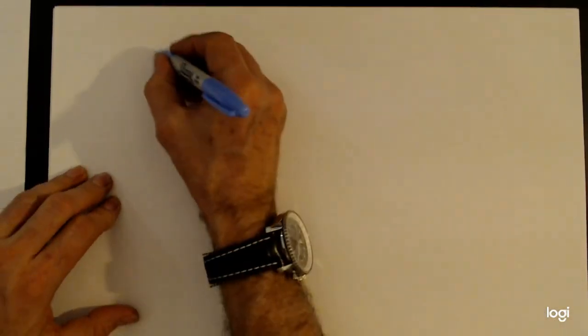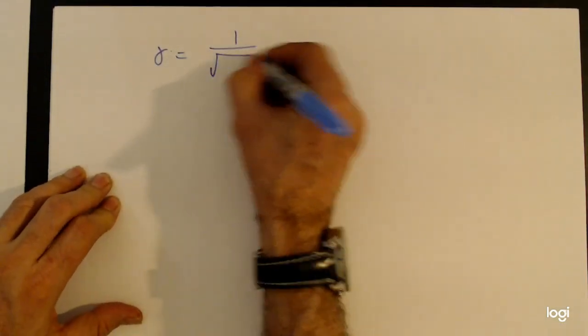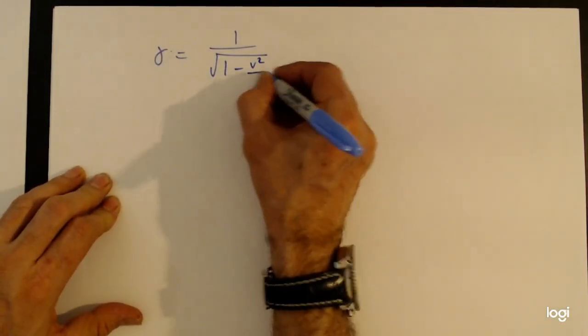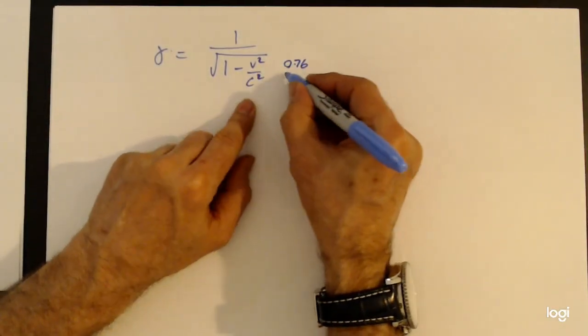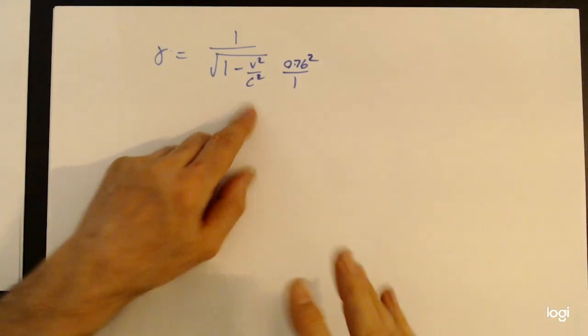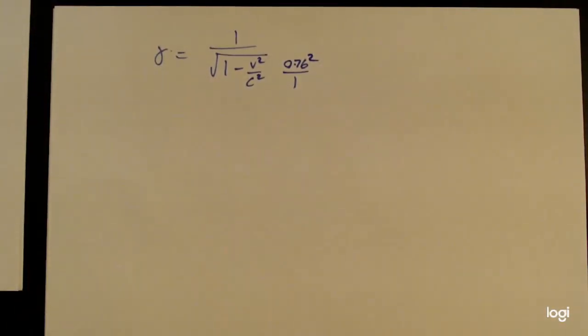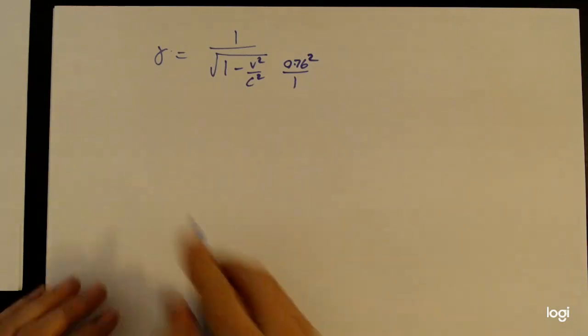Well, again, this is very easy. This is why it's only worth 1 mark, right? The Lorentz factor is 1 divided by the square root of 1 minus V squared over C squared. The V is 0.76 in this case, and the C is 1. Figure it out. The answer is 1.54.